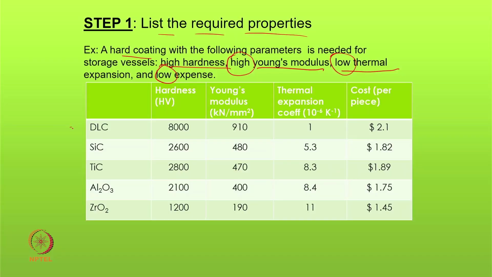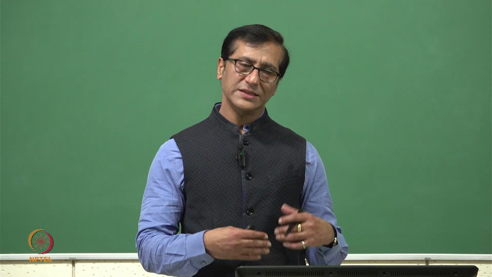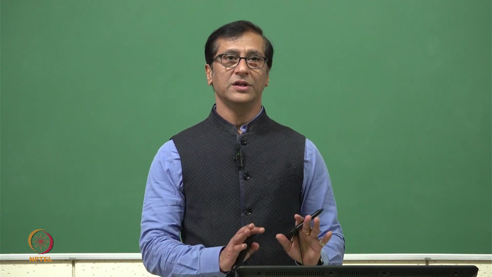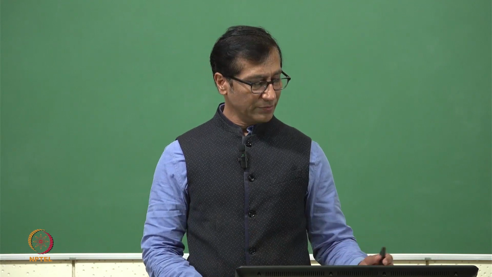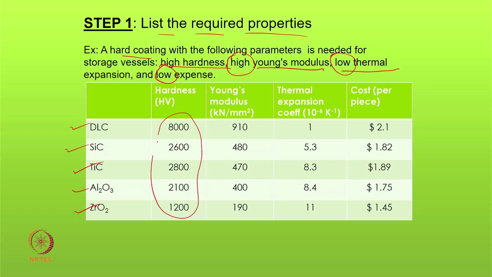So for the time being we are choosing 5 coatings: DLC, SiC, titanium carbide, aluminum oxide, or zirconium oxide. We are choosing 5. Again, if I go for the DLC itself, it will have 100 coatings. So for the time being, just for illustration purposes, I am taking this example. Now these are the values being given to us.